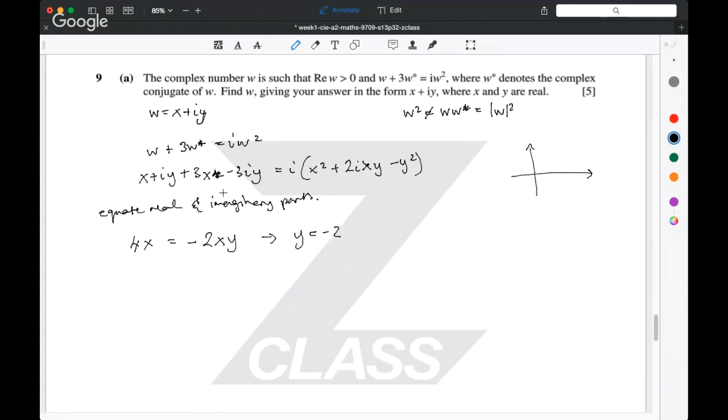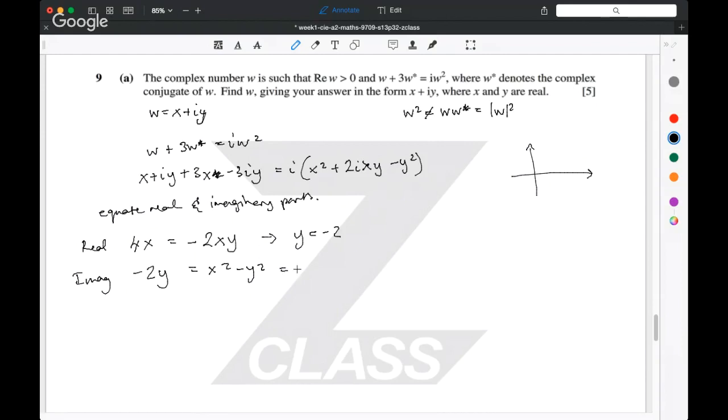And now, what about the imaginary parts? Well, on this side, we've got 1 minus 3, which is minus 2y. So this is real. This is imaginary. On the left-hand side, and on the right-hand side, we've got x squared minus y squared. So the imaginary part means whatever it is that's multiplying i. So you don't include the i.